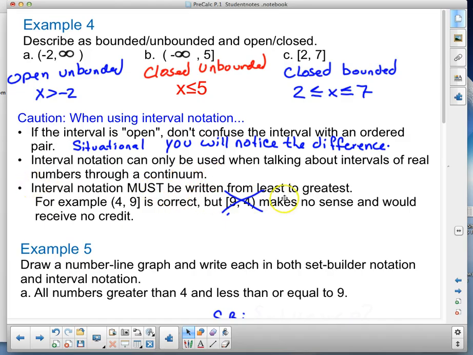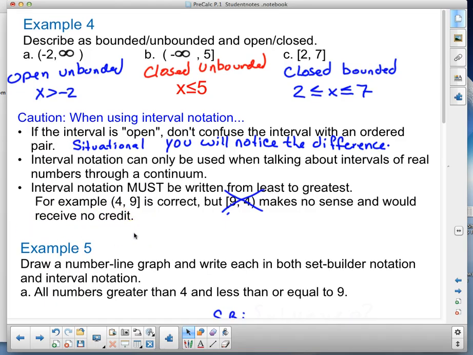Interval notation must be written from least to greatest. For example, 4 is smaller than 9, so I'm going to start with 4 on the left and go to 9 in my notation here. I would not do 9 to 4. Okay? It makes no sense and would receive no credit. We're trying to get you to understand this idea of what's going to happen on your AP tests when you finally get there.